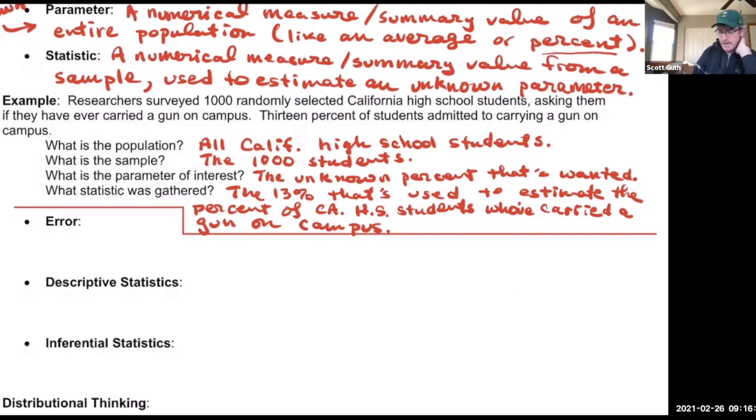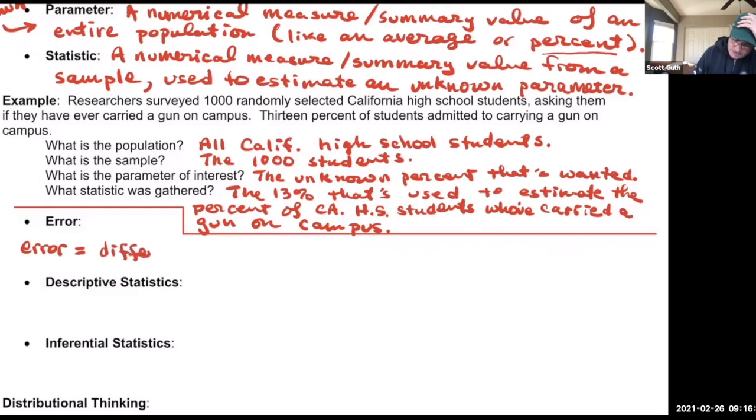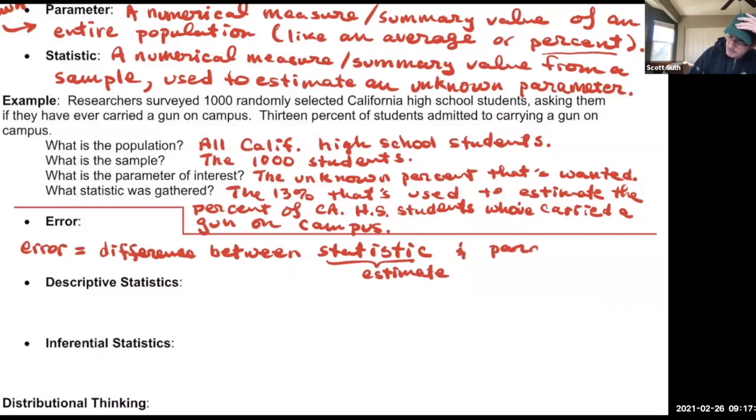Okay, so for error, this is just the difference between a statistic and a parameter. Error is the difference between the statistic that's an estimate and the parameter, which is the true value you want to know. Okay, but you don't know it.